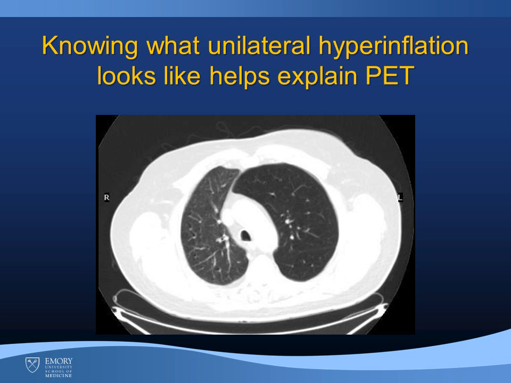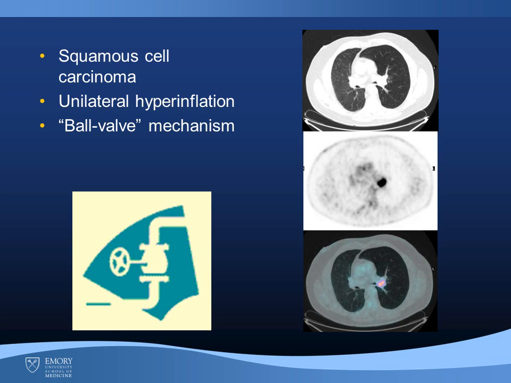Knowing what unilateral hyperinflation looks like also helps explain the PET. So your knowledge of CT will also help explain PET findings, and this should be integrated. So this patient, for example, has hyperinflation of the left lung, and it's deviating the mediastinum to the right. This is due to a squamous cell carcinoma at the hilum, which is causing a ball valve type mechanism with hyperinflation of the left lung.